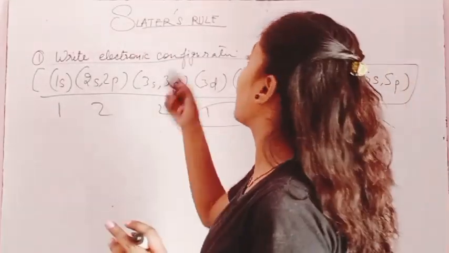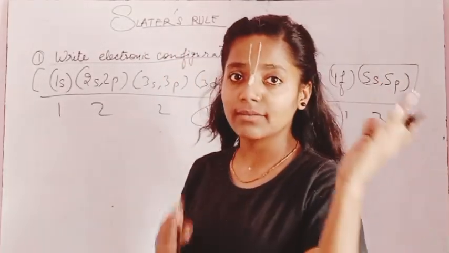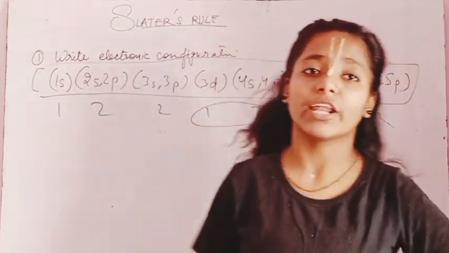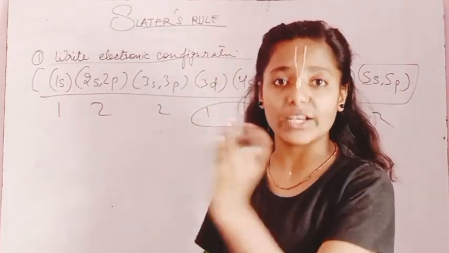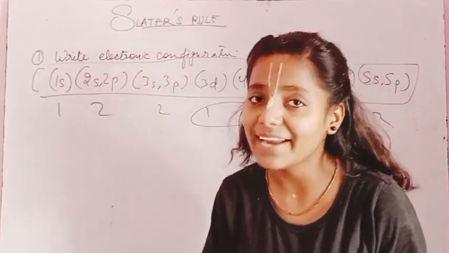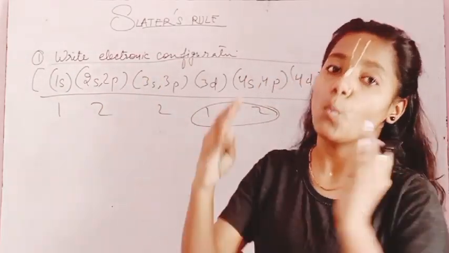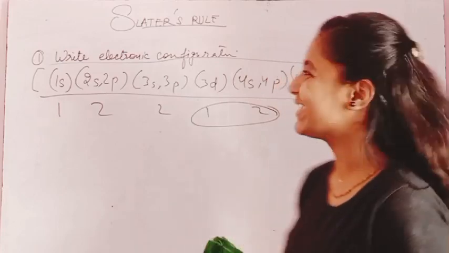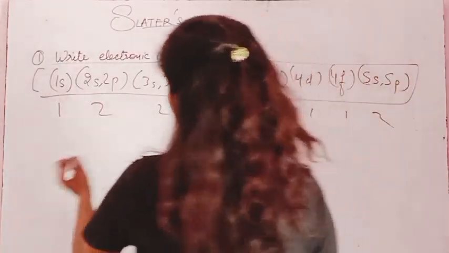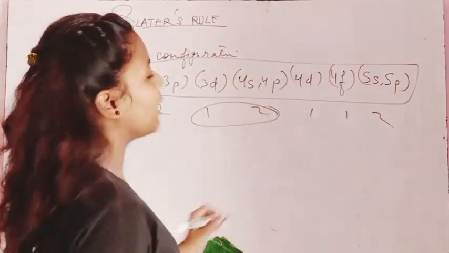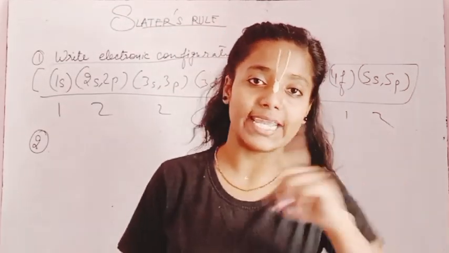So what is the configuration for this Slater rule? Repeat with me everyone. What is the configuration? 1, then 2, 2, 1, 2, 1, 1, 2. Again, 1, 2, 2, 1, 2, 1, 1, 2. Good.